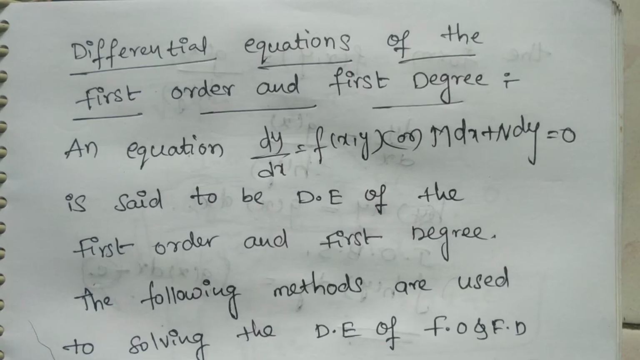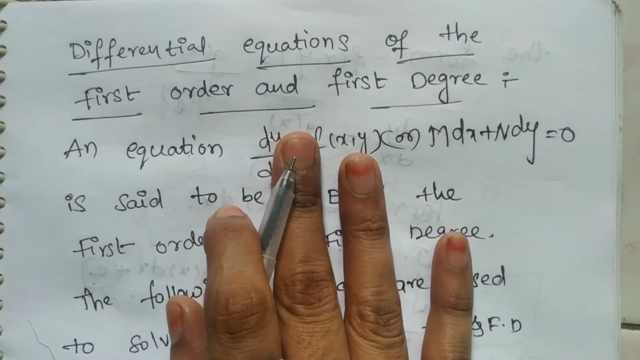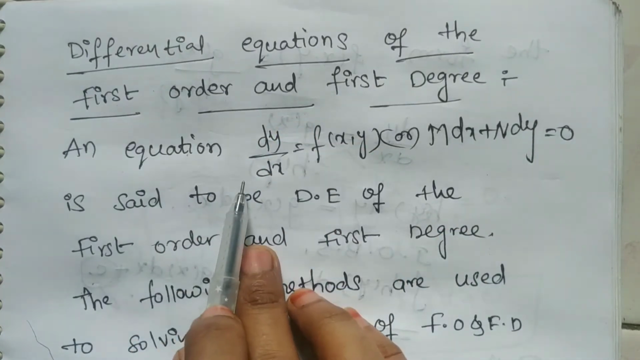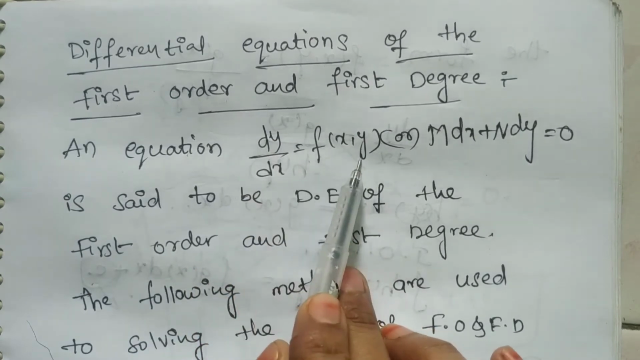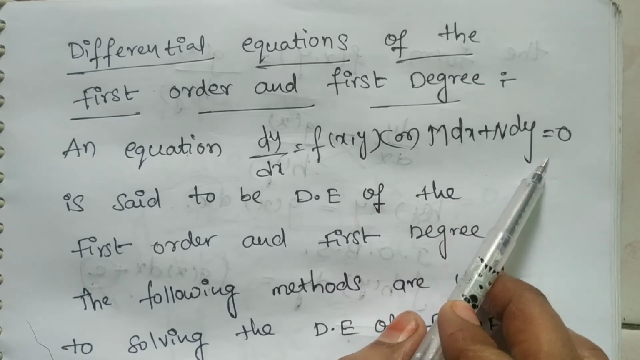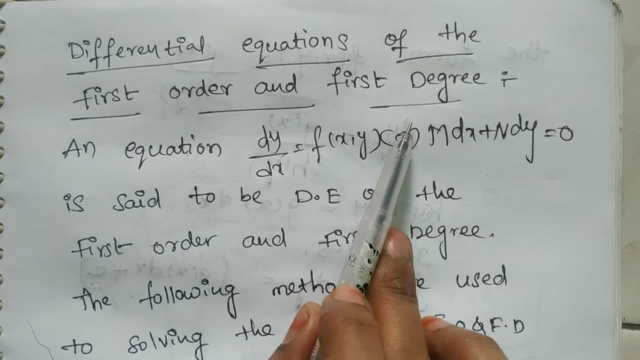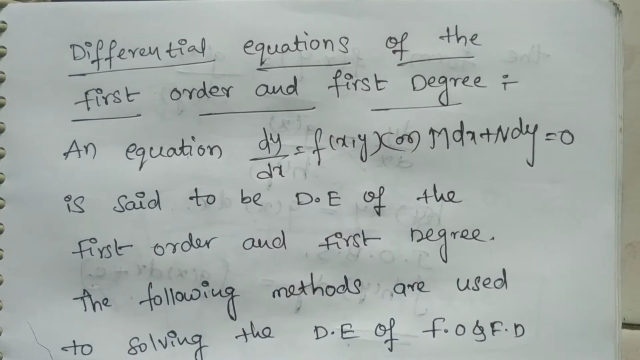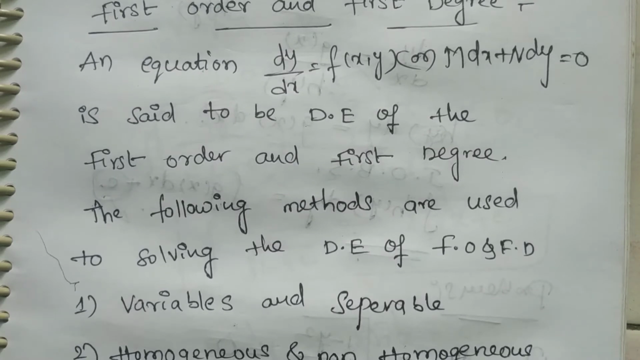Today I will explain differential equations of first order and first degree. An equation which is in the form of dy by dx equal to f of x comma y, or M dx plus N dy equal to 0, is said to be a differential equation of first order and first degree. The following methods are used for solving the differential equations of first order and first degree. So let us see the methods.